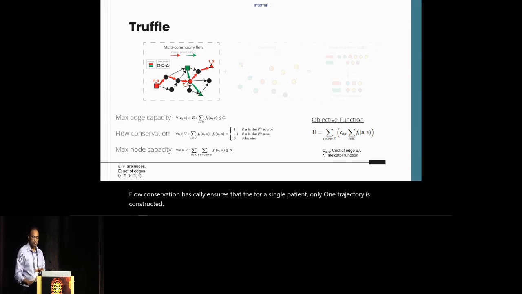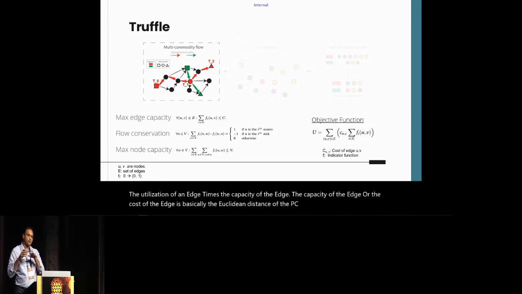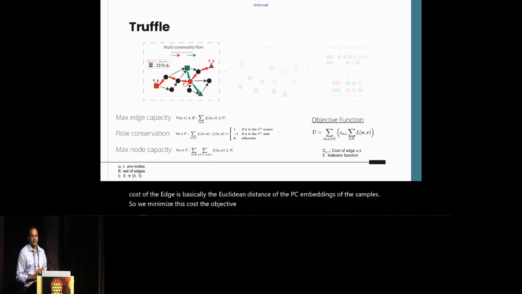The objective function here is the utilization of an edge times the capacity of the edge. The capacity of the edge, or the cost of the edge, is the Euclidean distance of the PC embeddings of the samples. So we minimize this cost, the objective function, by using these 3 constraints and produce a trajectory for every patient.